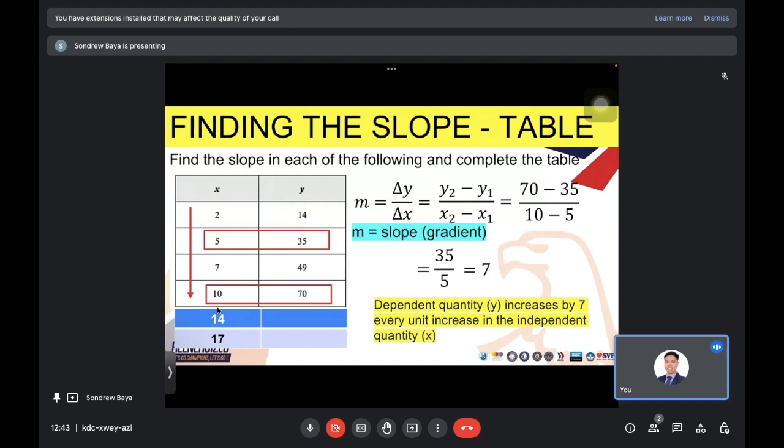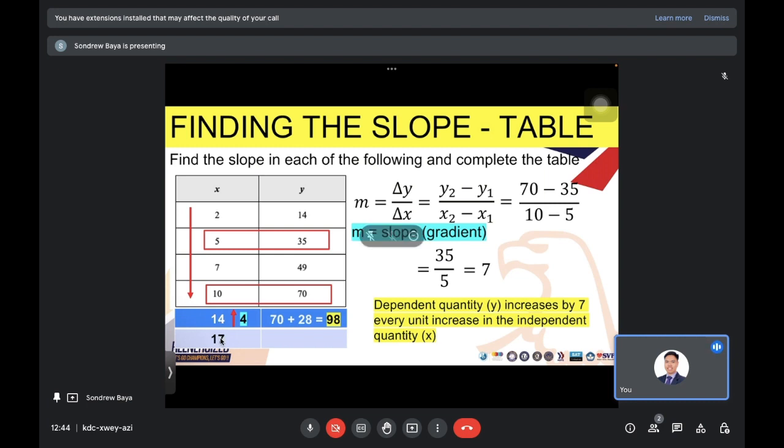Since every unit y increases by 7, therefore an increase of 4 in the x gives an increase of 28 in the y. Since every unit there's an increase of 7 in the y, and we have 4 units increase in the x, meaning x increases by 4 units, therefore y undergoes an increase 4 times as well. And each time y increases, it increases by 7 units. Therefore, the total increase in the y is now 28 units. Hence, if your x is 14, y would now be 98.